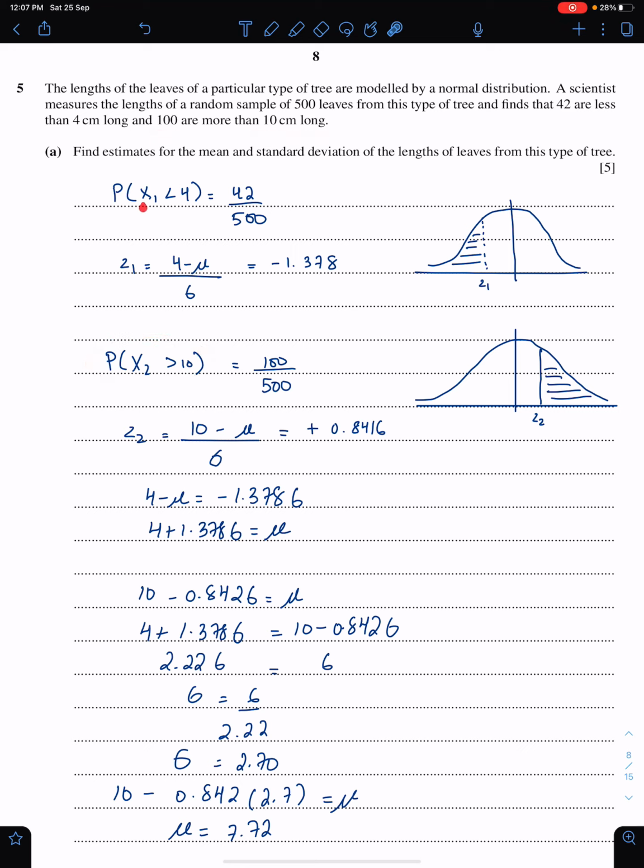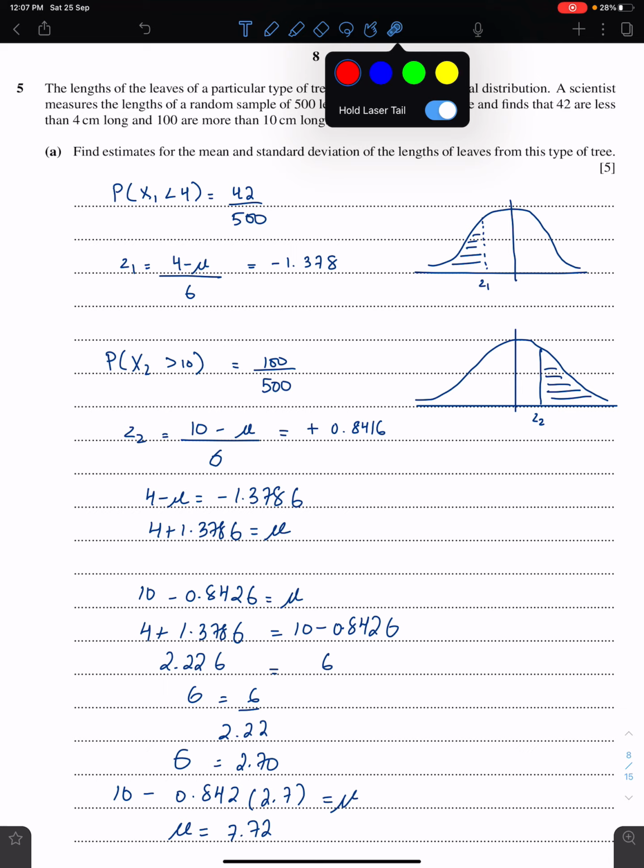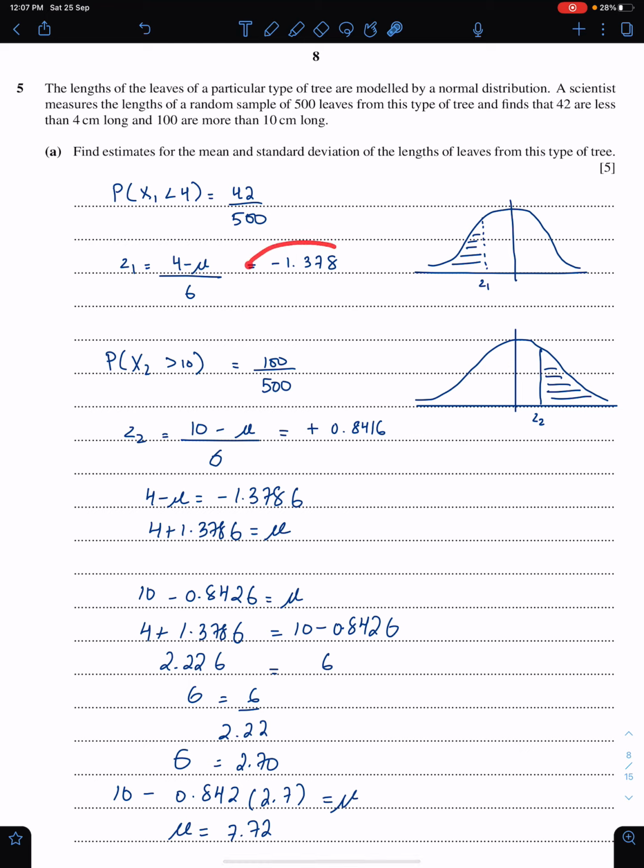When you convert this statement into the form of Z, you get this. This probability gives the value of 1.378, because this area is here. Less than 4, this probability is less than 0.5, so this is the required region. This probability is here, and the value of Z1 is this. This information will help you to form equation number 1.